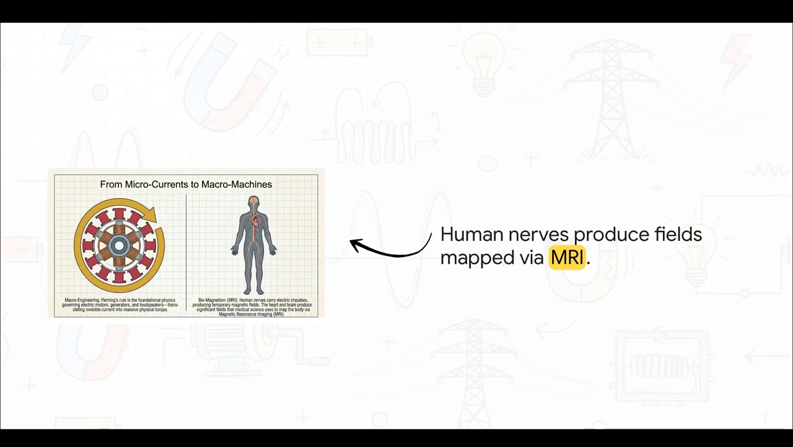Medical science uses this exact same principle in reverse. Our human nerves carry tiny electric impulses, which produce their own microscopic magnetic fields. The heart and brain produce fields significant enough that doctors use them to map our internal anatomy via MRI machines.